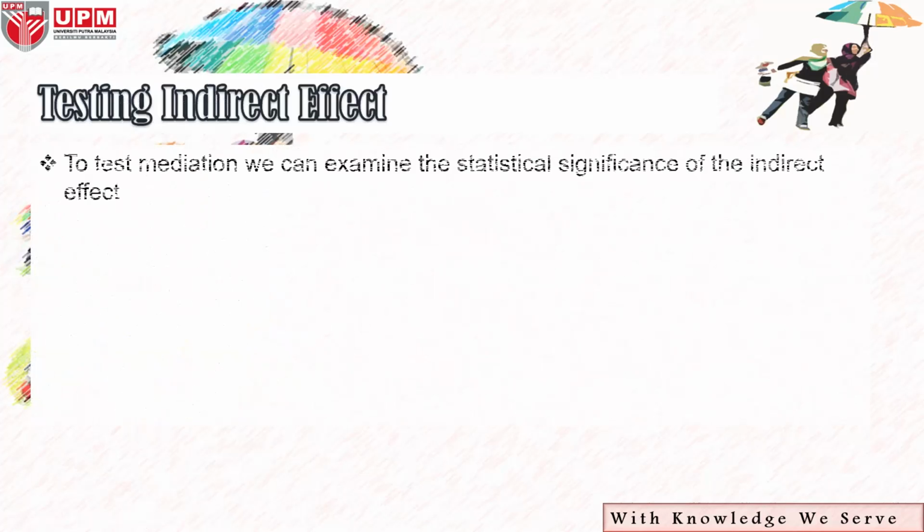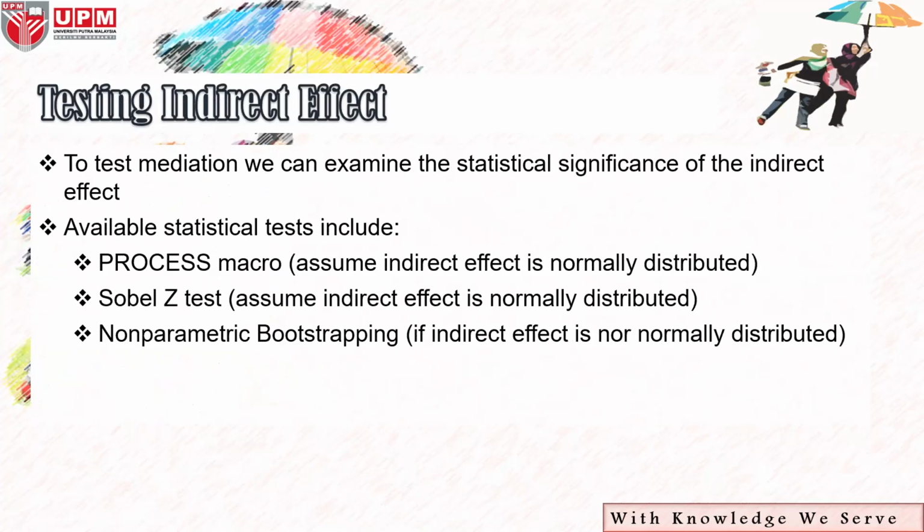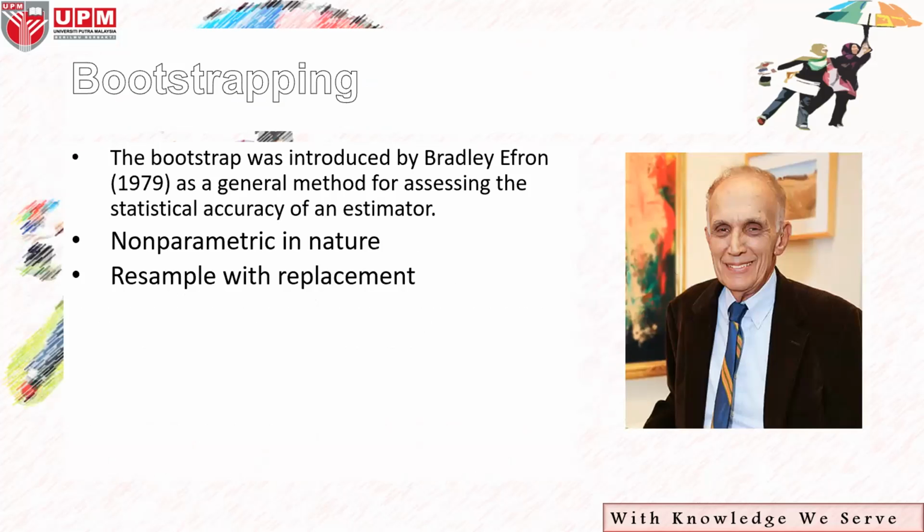Okay, so to test the indirect effect, we can examine the statistical significance of the indirect effect. Available statistical tests include PROCESS macro. Ini untuk kita test indirect effect. Dia ada PROCESS macro, which we will use after this. Okay, and then Sobel Z test. Okay, and then non-parametric bootstrapping. So this one is also available in IBM SPSS, in Smart PLS, as well as in AMOS.